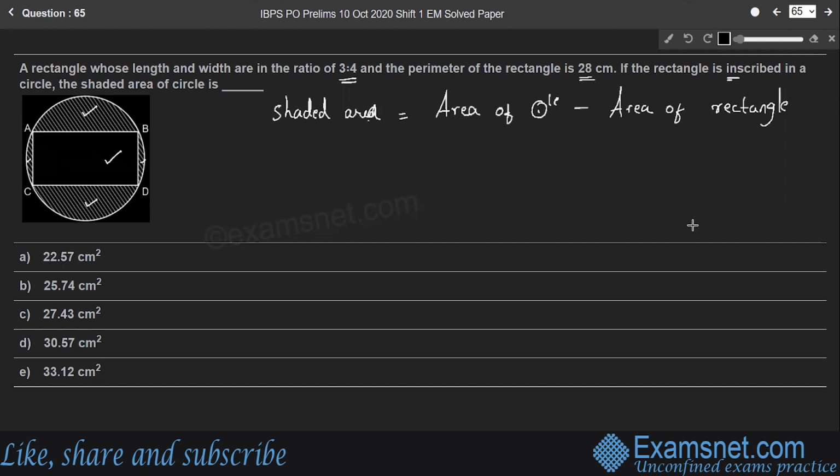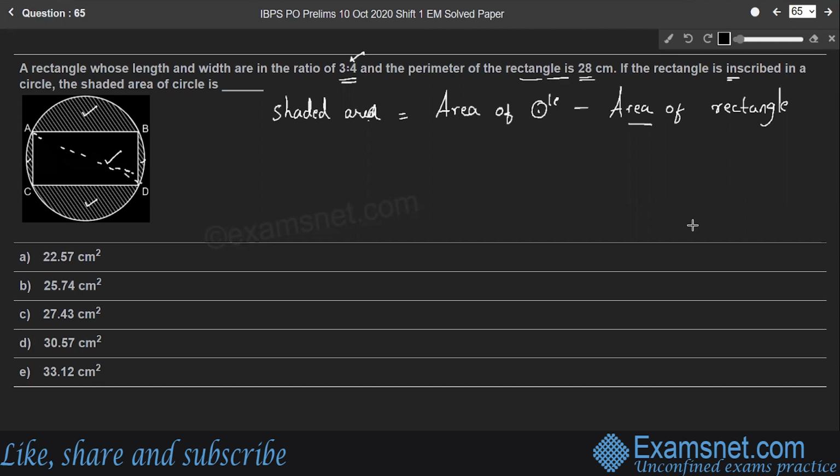First, let us find the area of the rectangle. The length and width ratio is 3:4 and the perimeter is given. The perimeter is 2 times length plus breadth in case of a rectangle. First, let us find the length and breadth of the rectangle. Using that, we find the area of the rectangle, which is length into breadth. And then the area of the circle. For that, first we have to find the diameter of the circle.